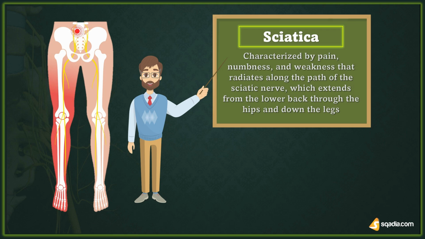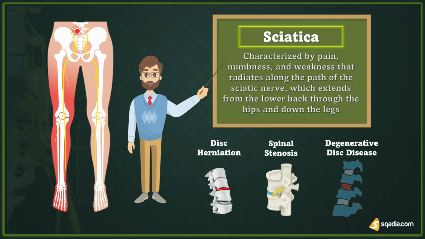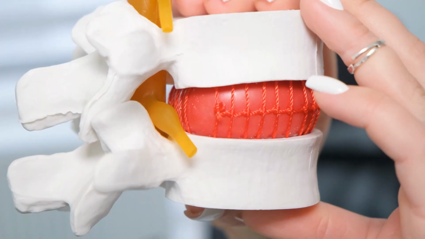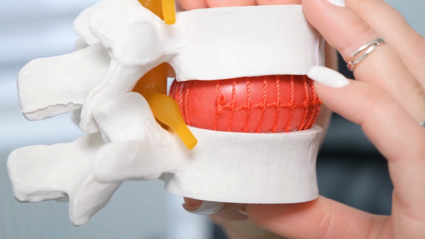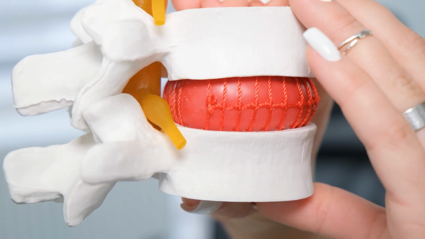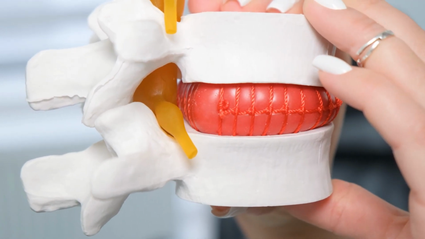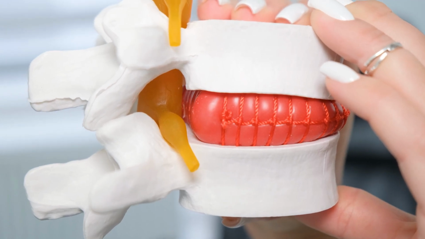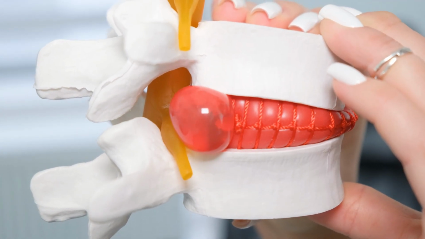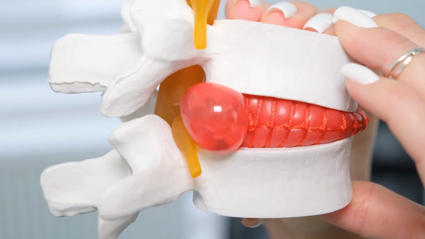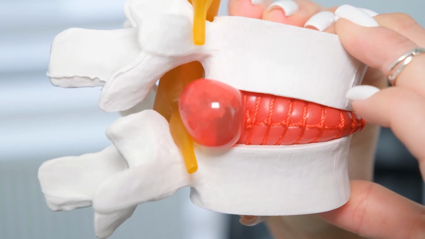Let's explore some of the underlying factors that can lead to sciatica. These conditions include a herniated disc, spinal stenosis, and degenerative disc disease. Imagine your spinal disc as a cushion between the vertebrae in your spine. In the case of a herniated disc, the soft inner portion of the disc protrudes or bulges out, like a jelly-filled donut that has been squished. This bulging disc can then apply pressure on the sciatic nerve, causing the characteristic symptoms of sciatica.